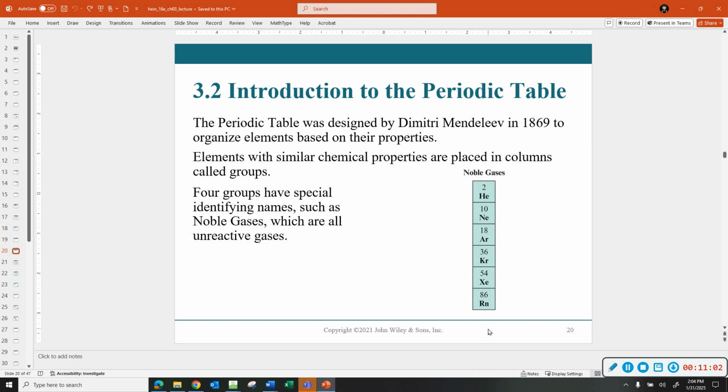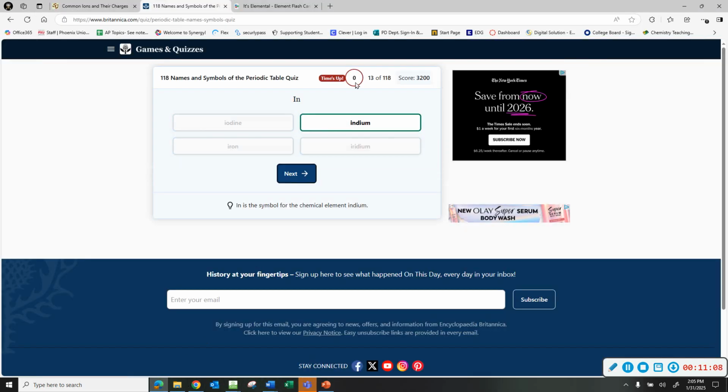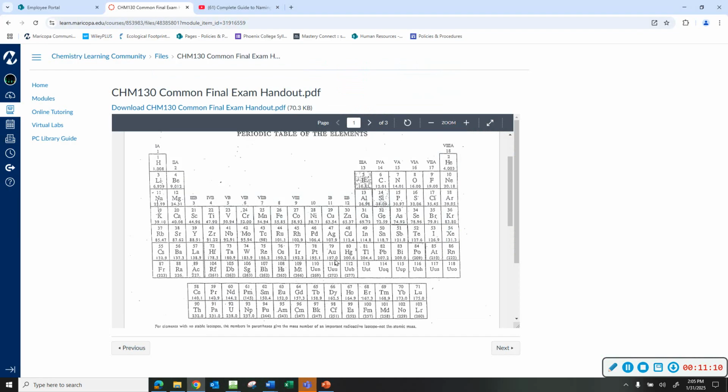So here's an introduction to the periodic table. Like I said, you will get a periodic table. I apologize. Let me go here. It does give 1A, 2A, and then group 1 through 18. It gives those designations, but it does not put the family or group names on there.